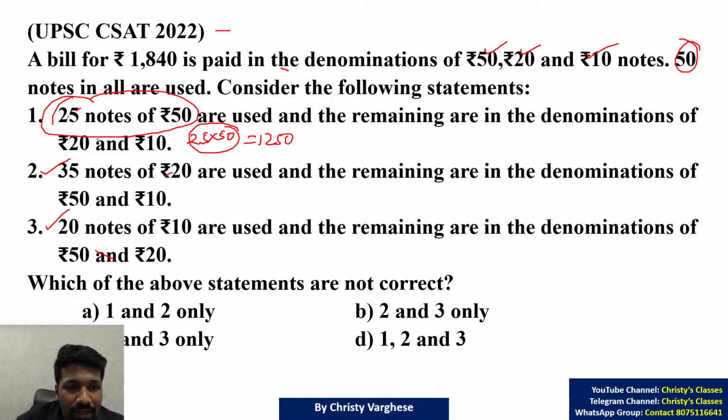Now the remaining: total 50 notes, so 25 notes done means the remaining will be how many? 25 notes. Those 25 notes in 20 rupee and 10 rupee also have many permutation combinations. Like all 25 are 20 rupee and 0 are 10 rupee, or all 25 are 10 rupee and 0 are 20 rupee, or half 20 rupee, half 10 rupee, or 1 20 rupee and the remaining 10 rupee. So that has many possibilities. Then how will you decide? That is where you have to do the question smartly. A logical approach will help you. A mathematical approach will be very difficult.